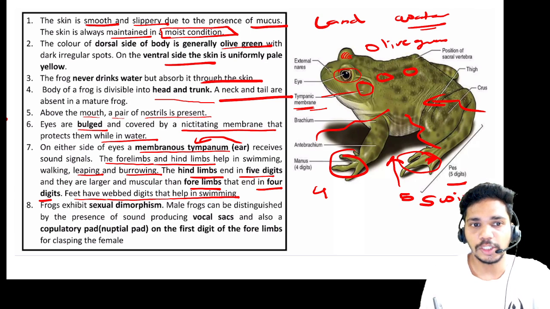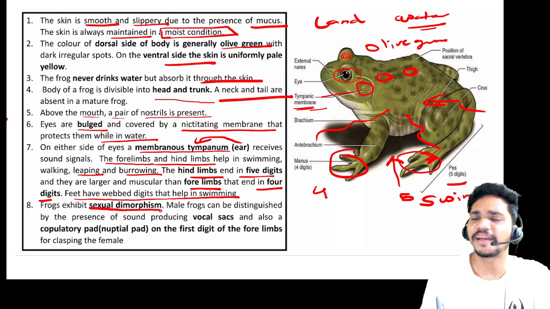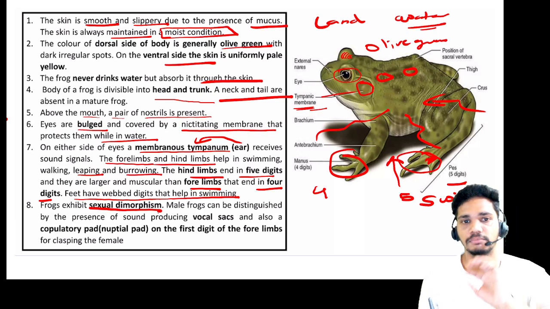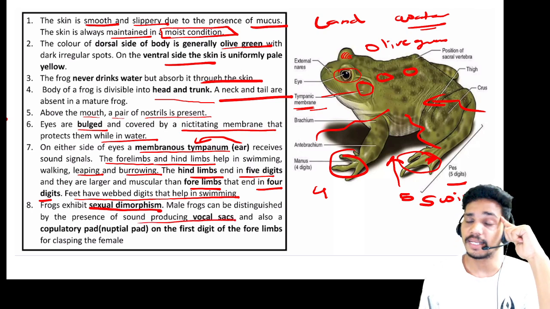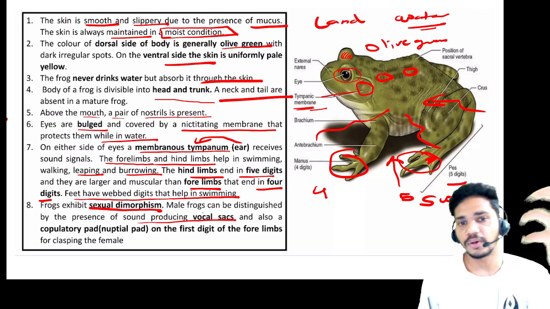Frog exhibits sexual dimorphism. Sexual dimorphism means males and females are quite different. You can understand morphologically by looking at them. Male is different, female is different. Male frogs can be distinguished by the presence of sound producing vocal sacs. अगर कोई frog sound produce कर रहा है तो that is a male.